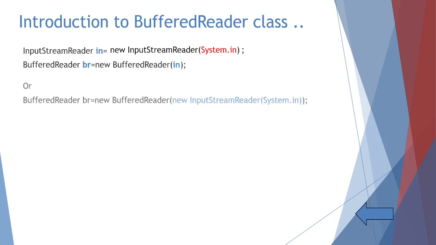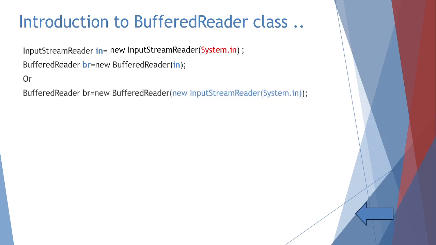In other words, we can write like this also. BufferedReader BR is equal to new BufferedReader. In place of the in object, we can directly write new InputStreamReader with System.in as a parameter to BufferedReader. So instead of two lines, we write only one line. Just this much we need to remember, then writing a program is very easy.